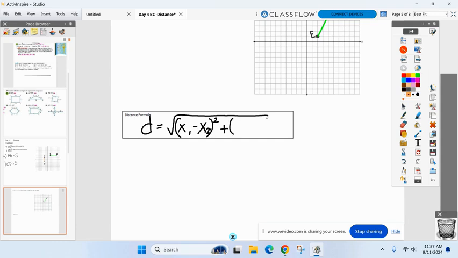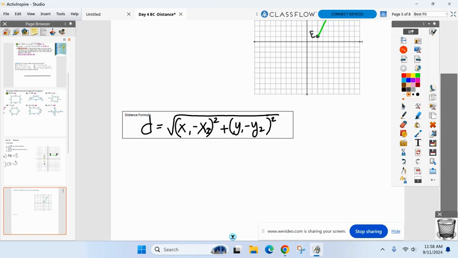Then we're going to add. I've only known you a few days, but I can tell you're pretty clever here in math. What do you think I'm going to put here? Let's do the y's too, right? We did the x's, let's do the y's as well: y1 minus y2, and we are also going to square that. This is it right here. We can't go any further.